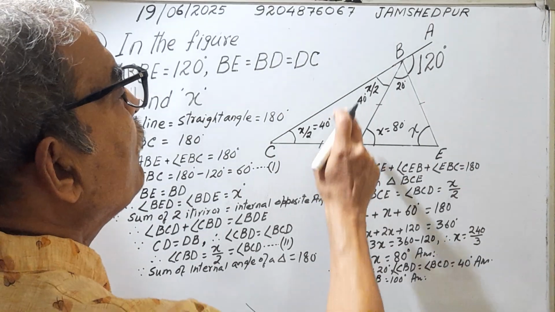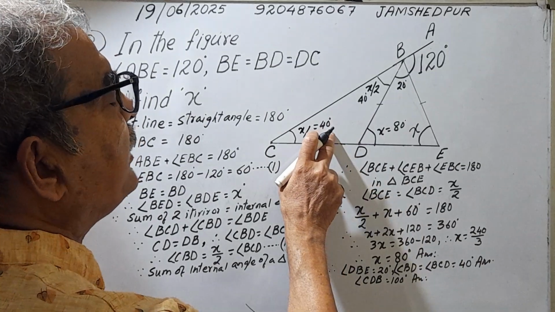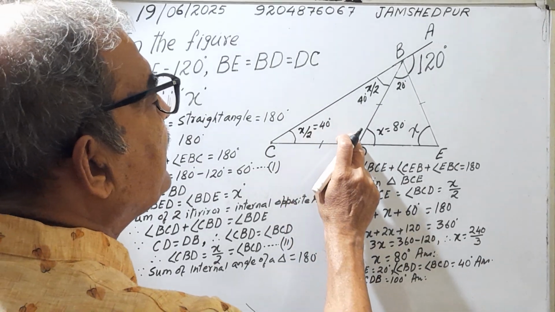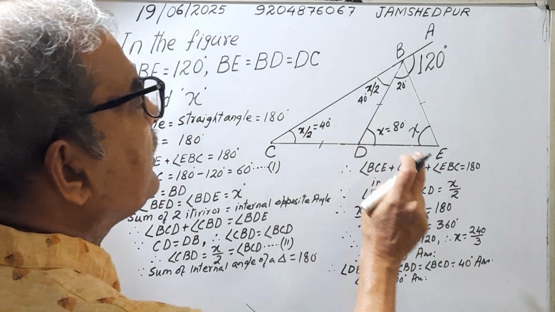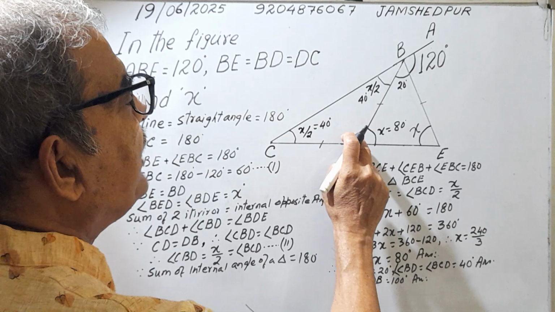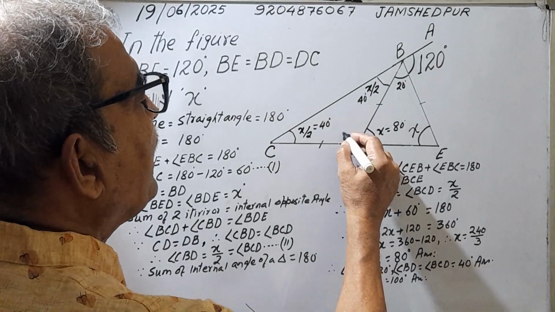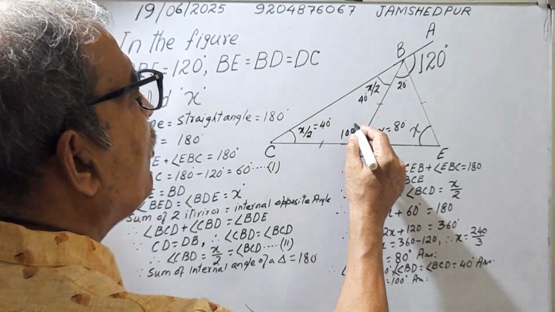At the same time, 40 plus 40, 80. So this angle should be 100 degrees. And at the same time, this is a straight line. This is 80 degrees. So 180 minus 80 equal to 100. This is 100 degrees. Pyare bachcho, I have proved all the angles.